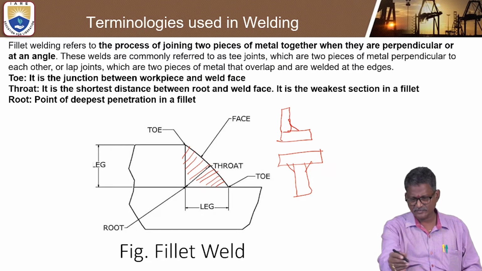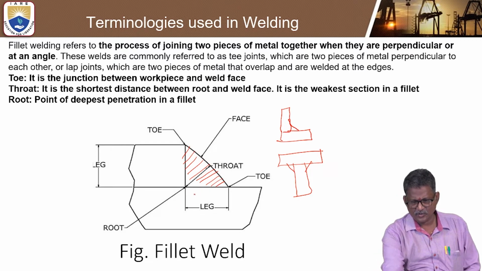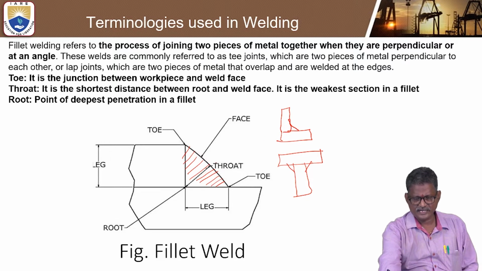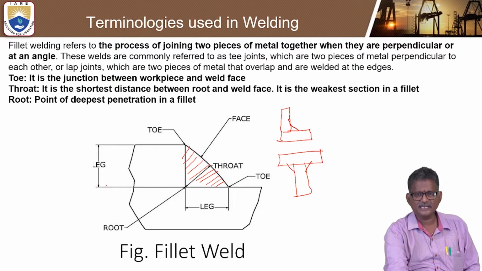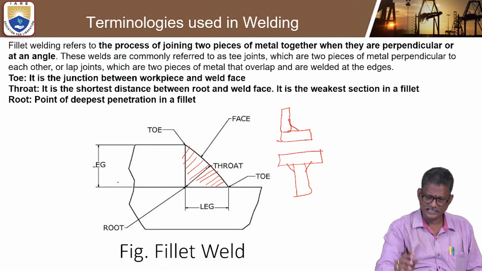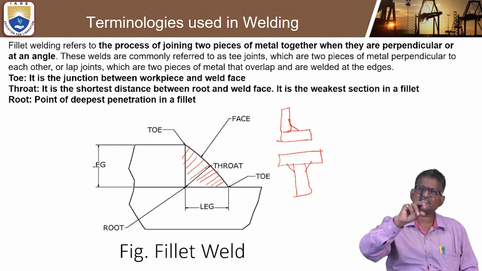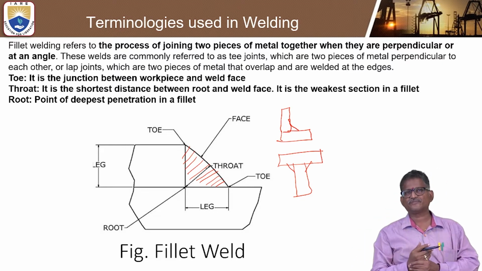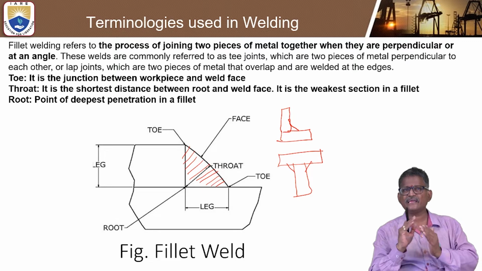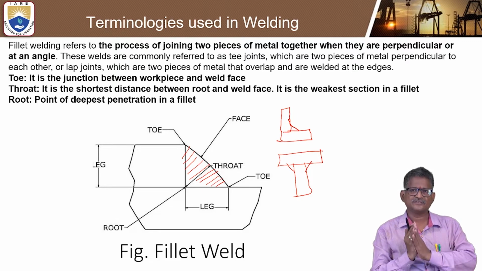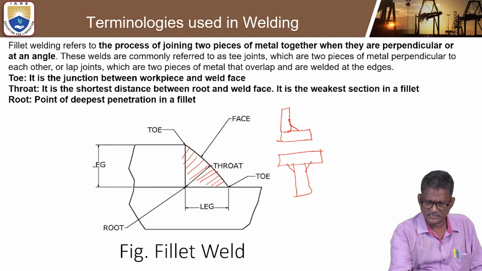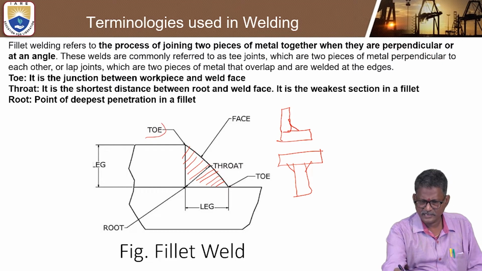And here another important terminology: what is meant by root and what is throat, and this is called face, toe, and this is called leg. So leg is how much of the molten metal is filled in the fabrication process, the welding process. Let us see in any fillet welding process the term toe, the toe at the top and at the bottom.